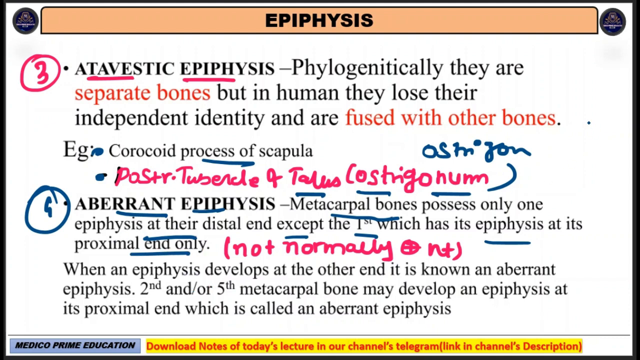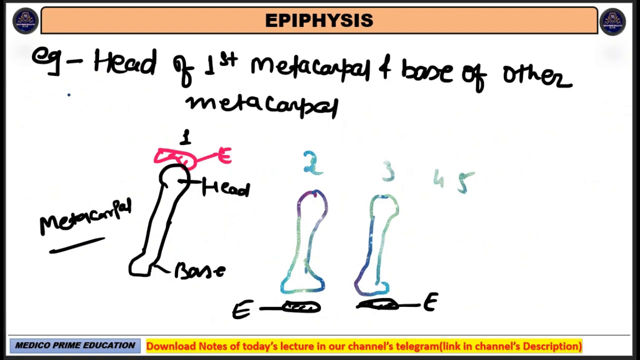So what we have to remember is that this is the metaphysis. Okay, so this is the head and this is the base. So this is the only epiphysis, at the distal end. So initially there is one epiphysis at the distal end, except the first, which has the epiphysis at the proximal end only. So this line you have to remember like that.